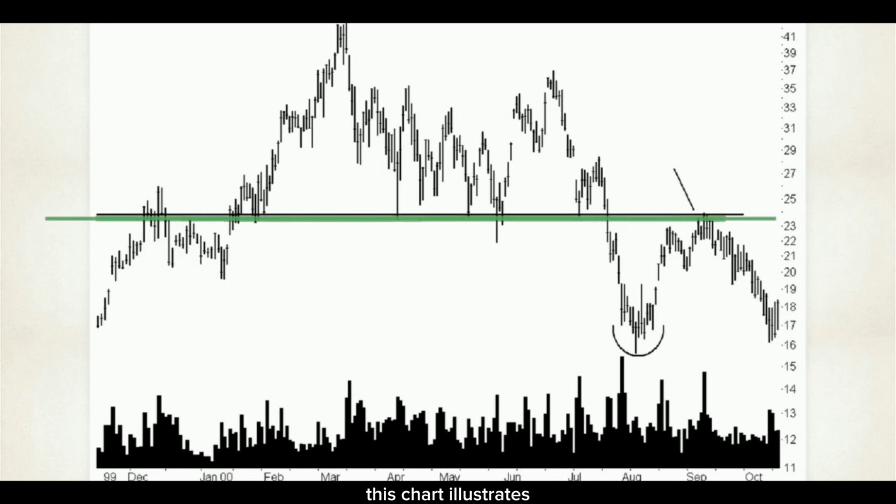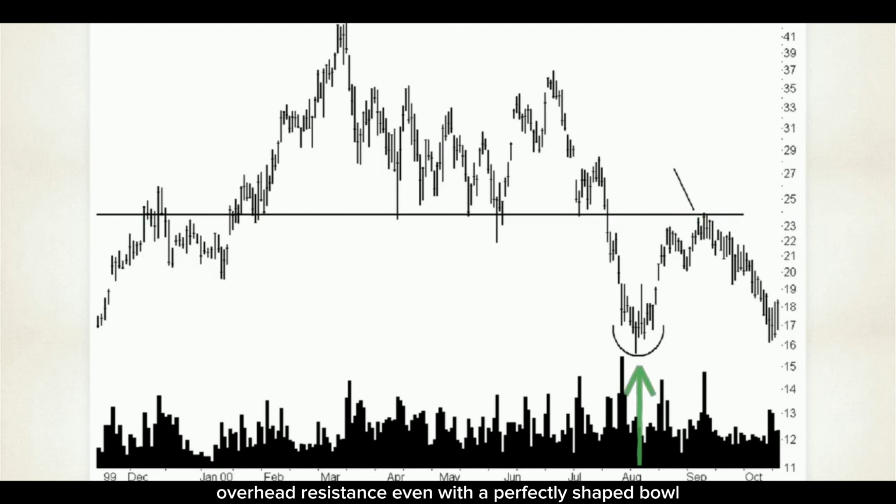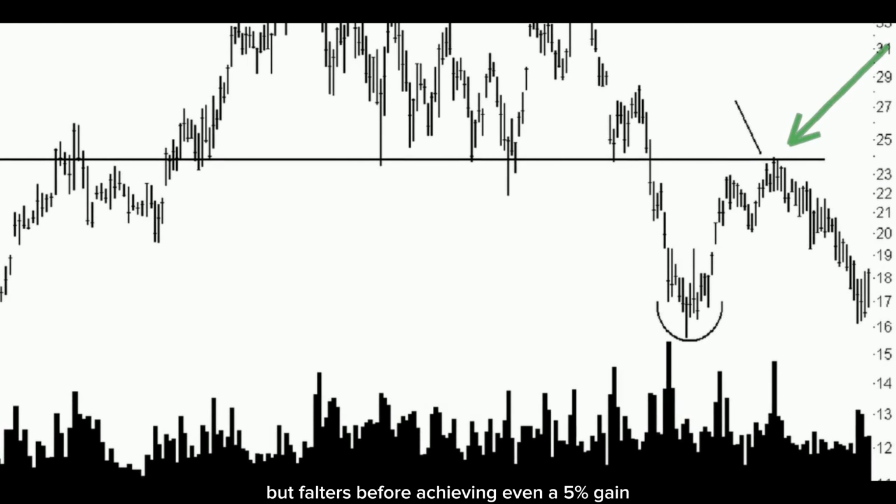This chart illustrates the primary reason these setups fail: overhead resistance. Even with a perfectly shaped bull, historical price ceilings from months prior can completely suffocate upward momentum. If a stock breaks above the rim but falters before achieving even a 5% gain, it has likely hit one of these invisible walls. This creates a busted pattern, which routinely triggers a severe decline averaging over 30%.